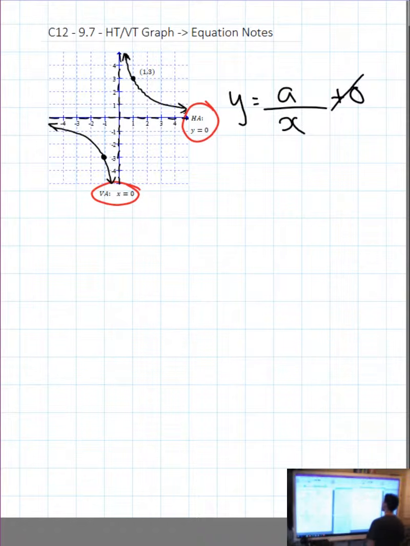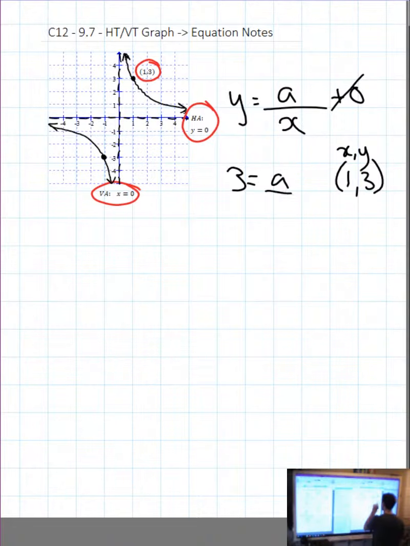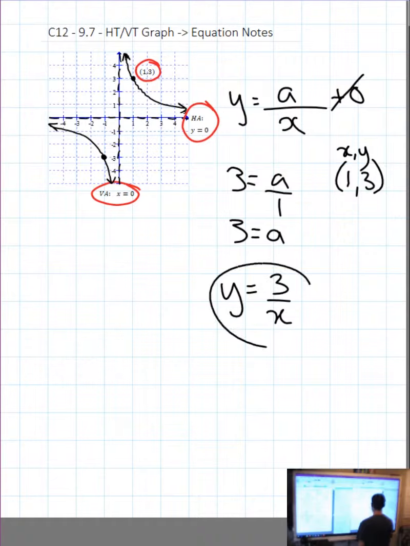Now, we've got our a on top. We have to solve for our a. It's not always going to be a nice simple value like 1 or negative 1. So let's take the point that we have. I always write down the point, 1, 3. I always put x comma y above or below the point because it's so confusing and sometimes we'll make those silly mistakes. So we can put 3 in for y and we can put 1 in for x. We can times both sides by 1, so a equals 3. And we can rewrite the equation y equals 3 over x. These simple ones are only going to have one form.